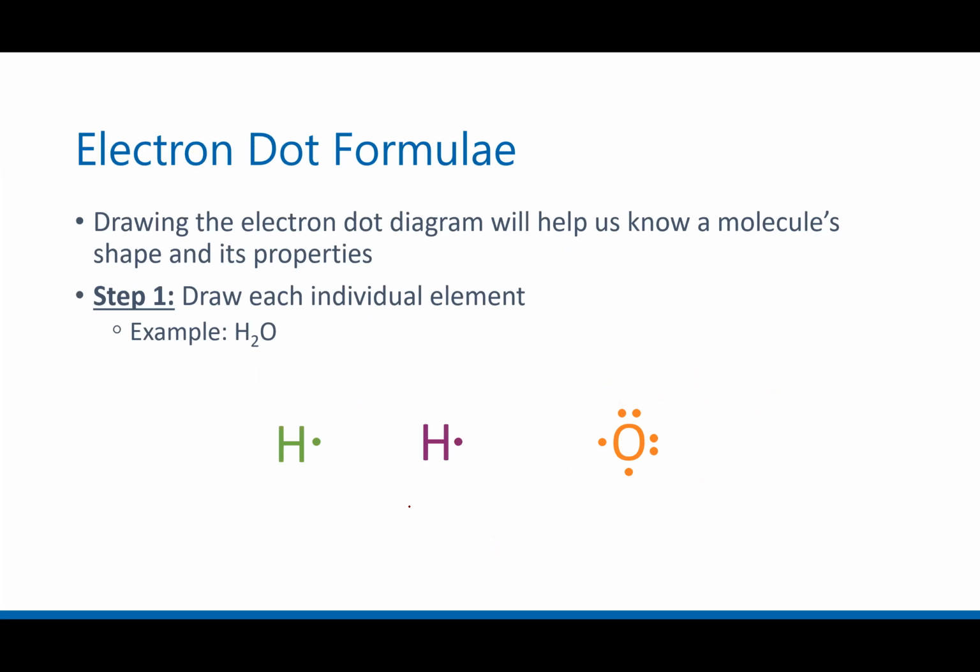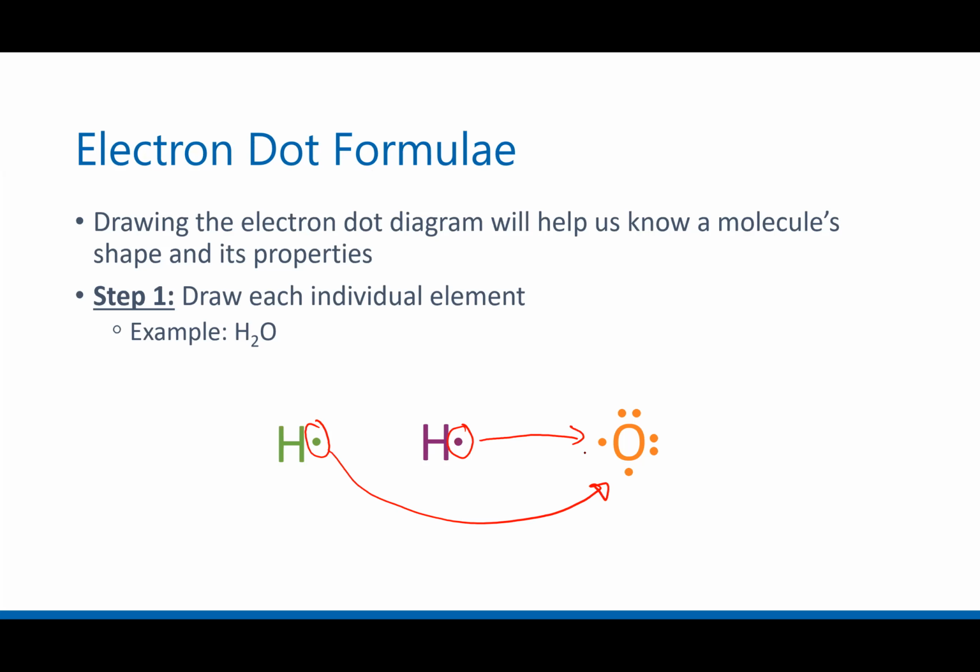So here are your steps for drawing electron dot formulas for ionic compounds. Step number 1, draw each individual element of your molecule. In this case, I'm picking water, one of the most classic molecules. And even before I draw this molecule, guys, just look, like if this was a puzzle, it fits together perfectly.